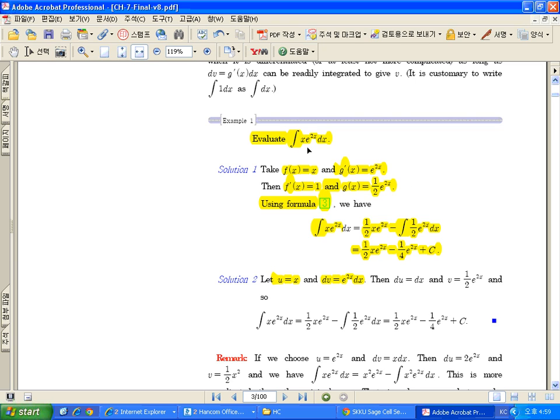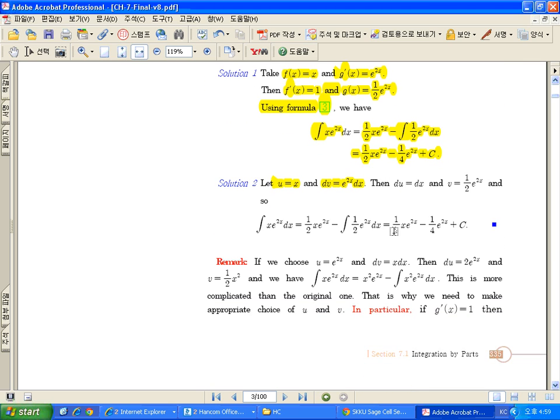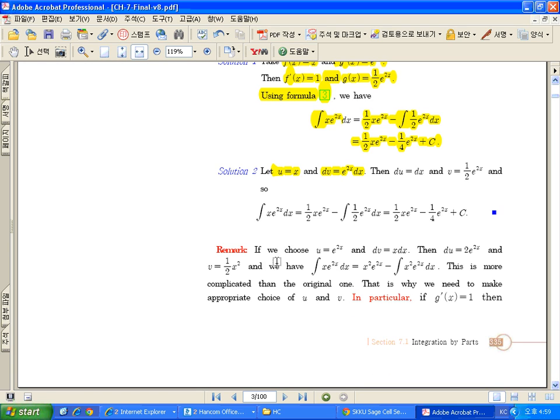So the technique is, if we choose this one as f of x or u, then the derivative of this will be simplified like this. The x goes to 1, x squared goes to 2x, and 2x goes to 2, like this. So it will be getting simpler and simpler. So that's the technique here.